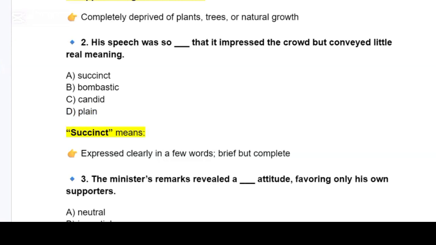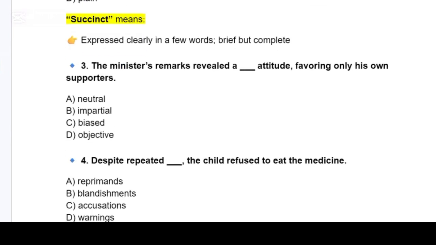So his speech was so dash that it impressed the people, but it was not conveying real meaning. So his speech was bombastic. Bombastic is the clear answer. Next, the minister's remarks revealed a dash attitude. The minister's remarks revealed what kind of attitude? Favoring only his own supporters. The minister was favoring only his own supporters.